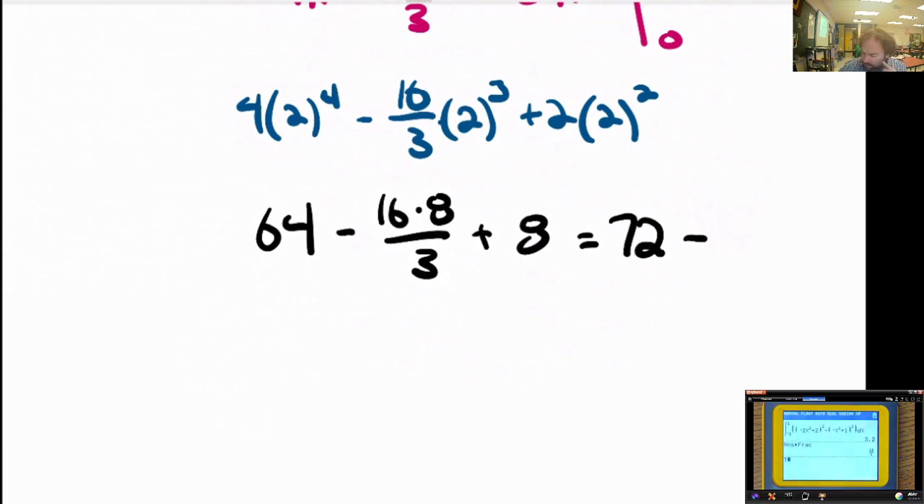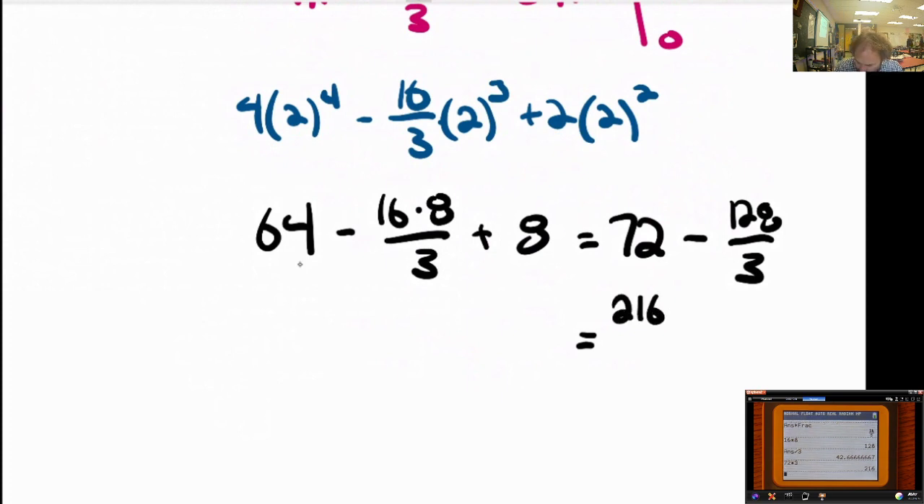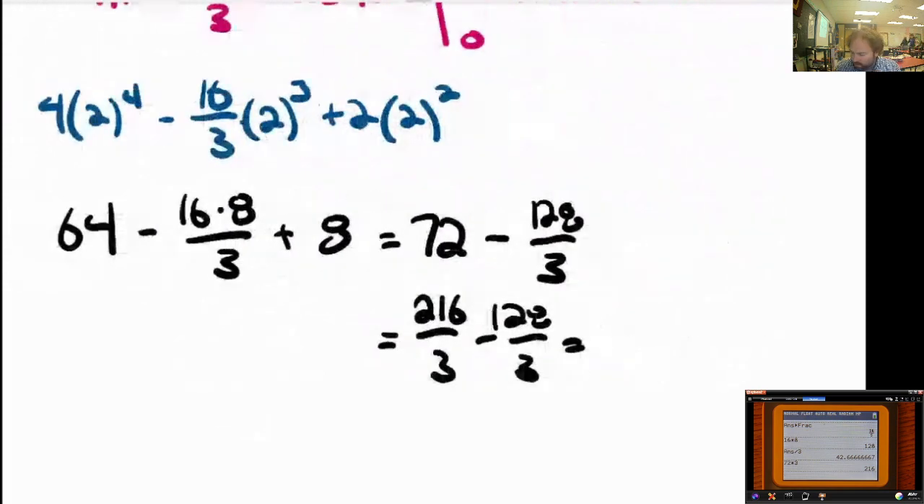You know what? I'm going to cheat and go to the calculator for a minute. 16 times 8 divided by 3 is not anything nice, which is not fun for us. But it's going to be 128 over 3. 72 times 3 is going to give us 216. So this is 216 over 3 minus 128 over 3. So my final answer for this problem, I had to cheat with the calculator, 88 over 3 is what I'm getting for this.